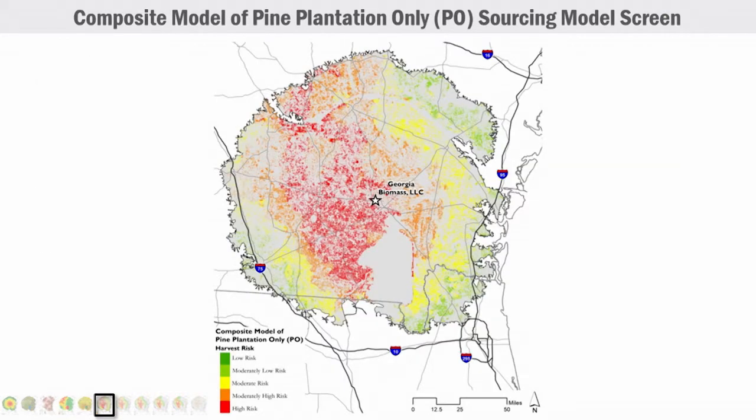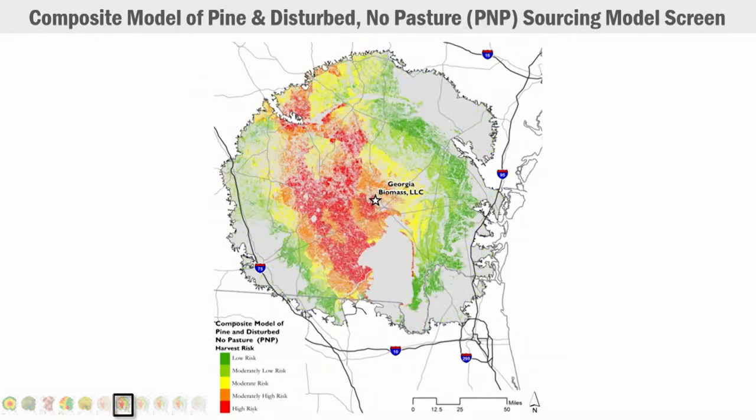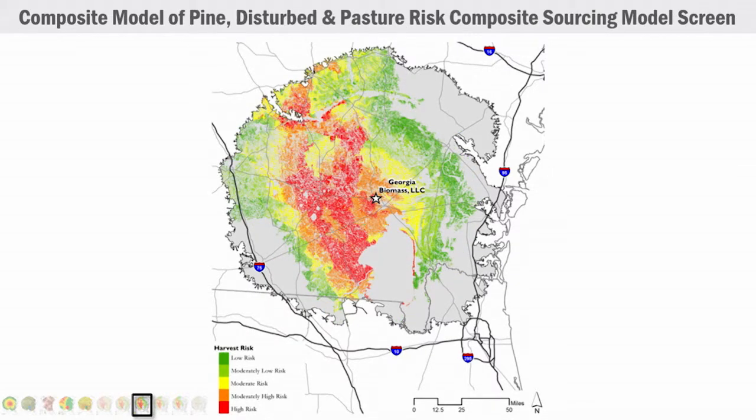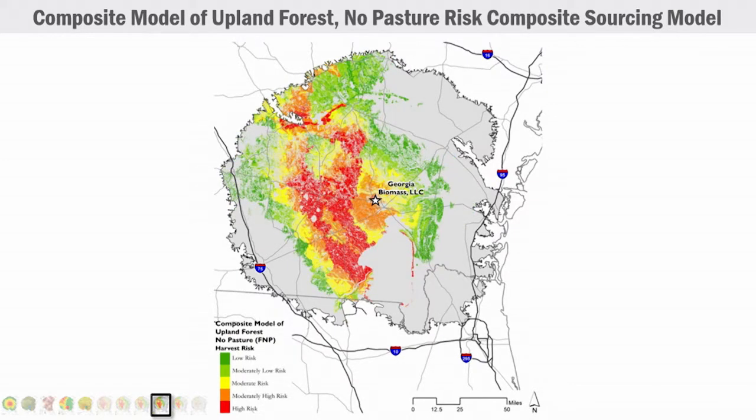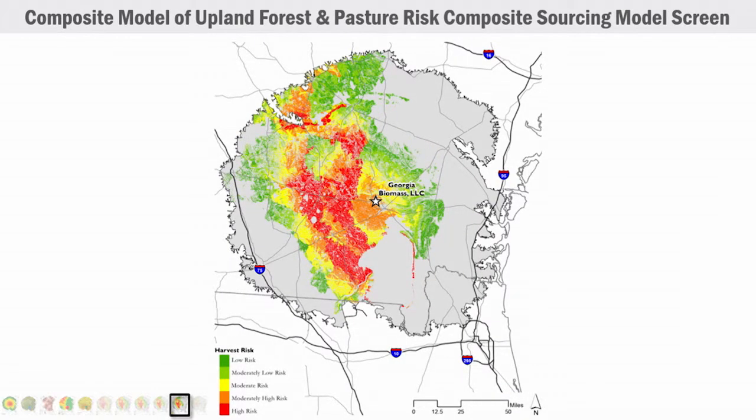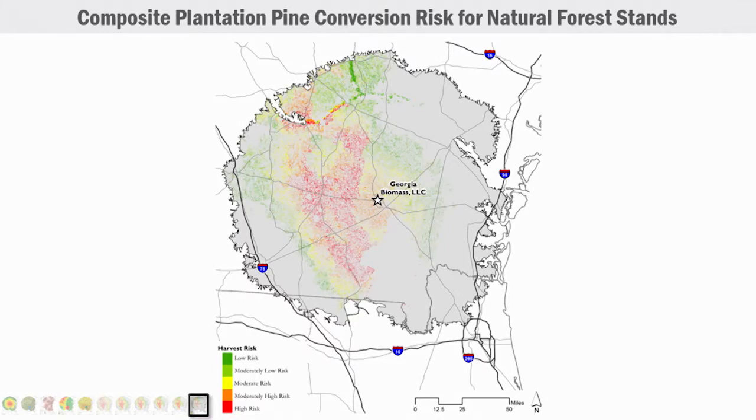So we have one sourcing scenario looking simply at pine plantation only, one looking at pine, disturbed, and no pasture, one looking at pine, disturbed, and pasture, one looking at upland forest, no pasture, another with upland forest and pasture, and then finally a composite plantation pine conversion risk for natural forest stands.